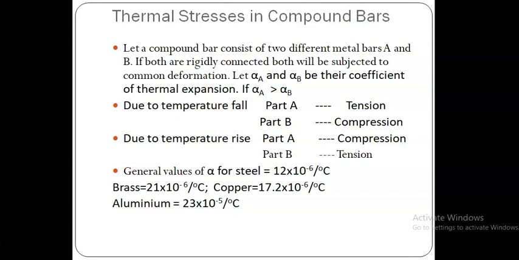in the composite bar. Because the alpha value is not the same for both materials, the stresses change accordingly. Then alpha for steel is equal to 12 into 10 power minus 6 per degree Celsius, brass is 21 into 10 power minus 6 per degree Celsius, copper is 17.2 into 10 power minus 6 per degree Celsius, and aluminum is 23 into 10 power minus 5 per degree Celsius.